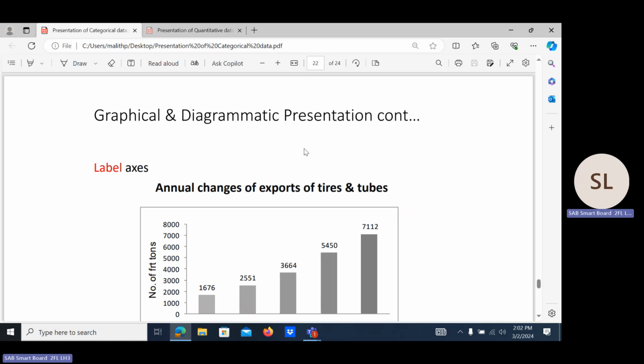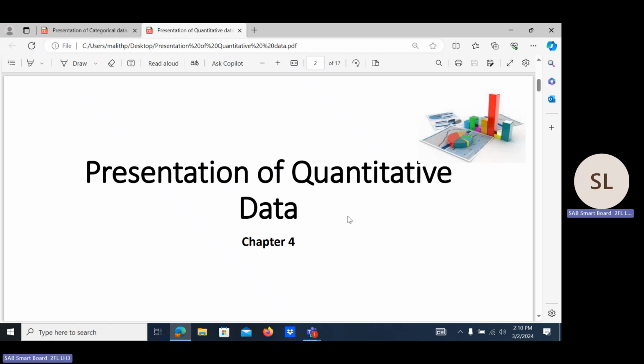Session 3 is okay. Session number 4, presentation of the quantitative data. Now you know what quantitative means: these data can be measured as numerical. Through this chapter 4, we will discuss how to present the quantitative data. In chapter 3, we discussed how to present the categorical variables.